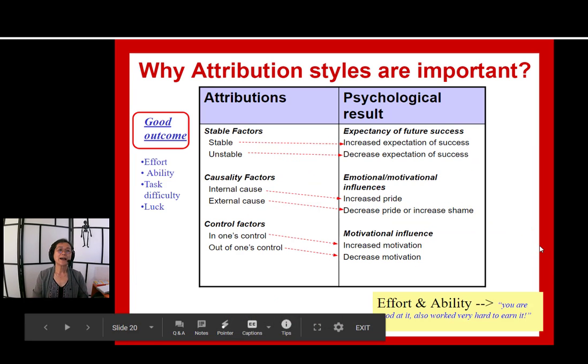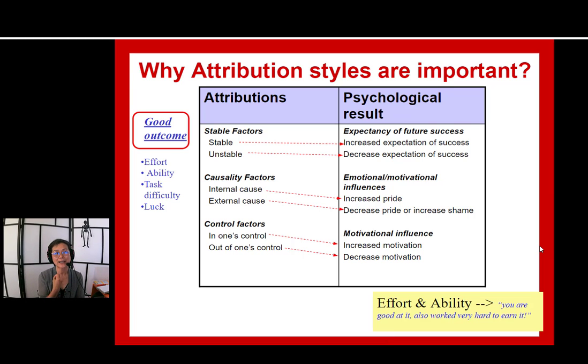Here we go. Why is it important to understand this attributional style, achievement motivation style? Because it's directly related to the psychological ABC again. So for a good outcome here: effort, ability, task difficulty, and luck, which fall into different categories under different subcategories: stability, instability, internal, external, and also controllable, uncontrollable, right?